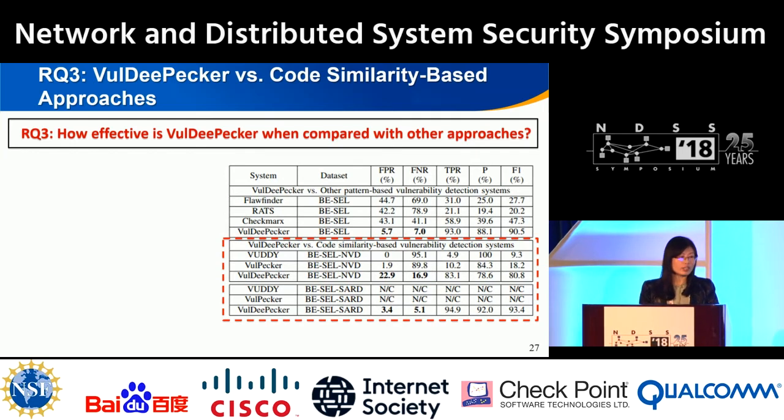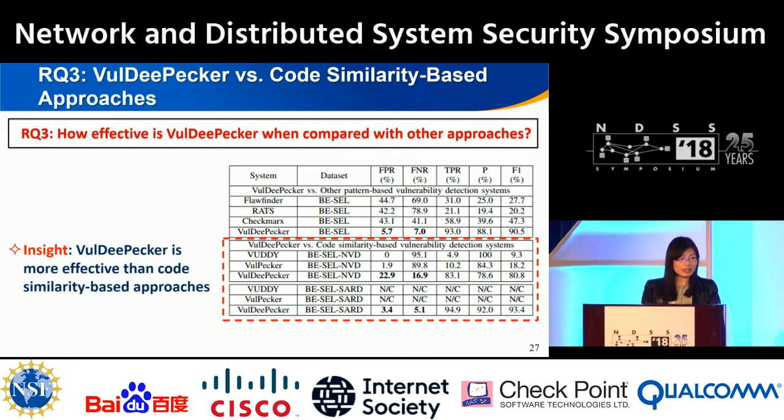We also compare VulDeePecker with code-similarity-based approaches. From this table, we can see that for the BE-SEL NVD subdataset, VulD and VulDeePecker have high false negative rate for low false positive rate. And these two systems can detect the vulnerabilities that are not caused by code clones, which explains the high false negative rate. The insight is that VulDeePecker is more effective than code-similarity-based approaches.